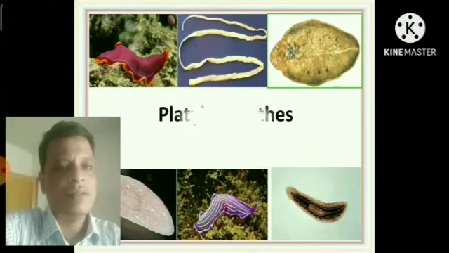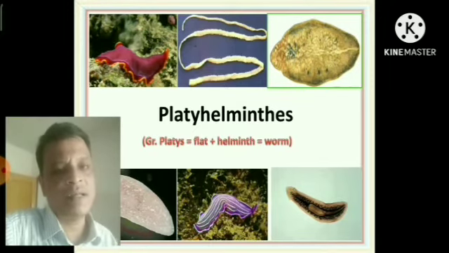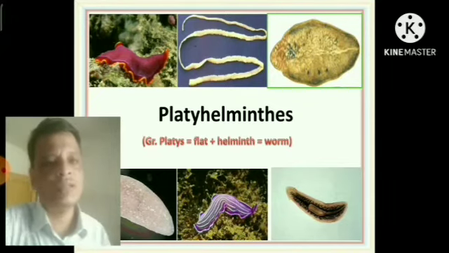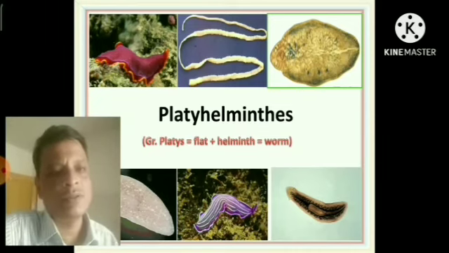Now let's discuss another phylum, that is Platyhelminthes. Platyhelminthes comes from the Greek word platys, which means flat, and helminth means worm. So we can say that the Platyhelminthes are commonly known as flatworms because they are dorsoventrally flattened.